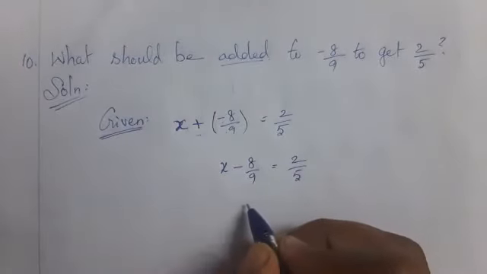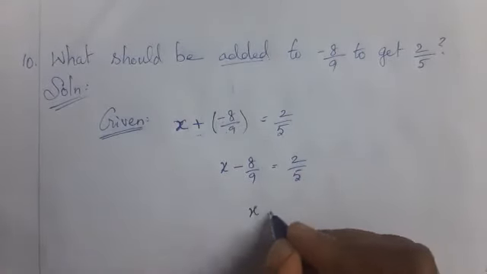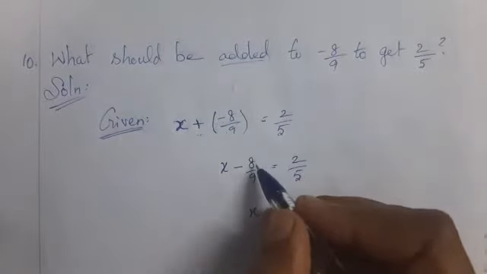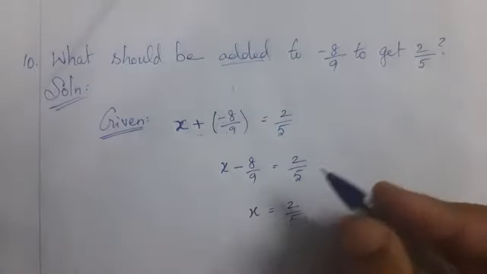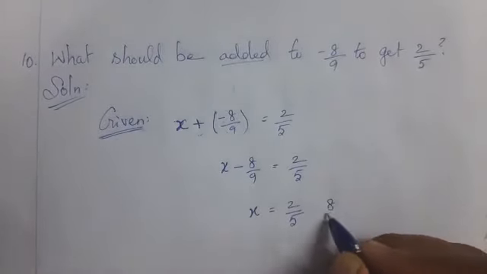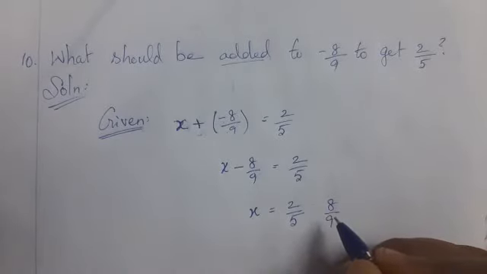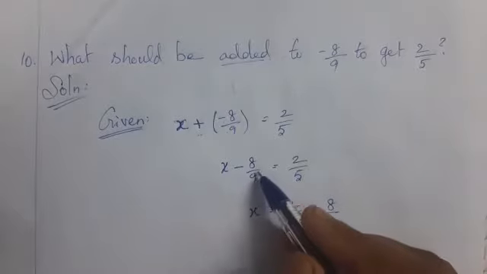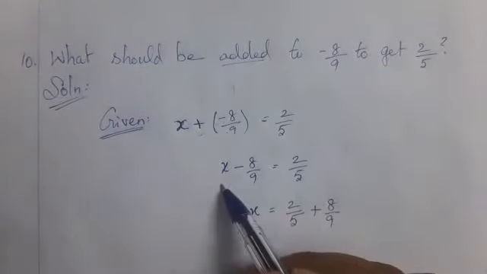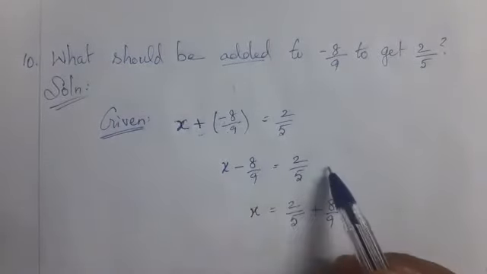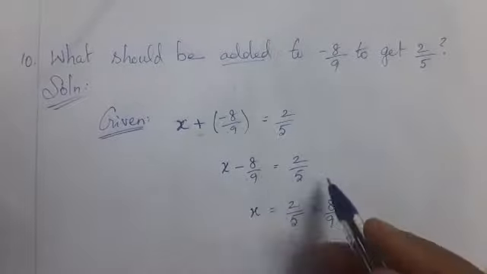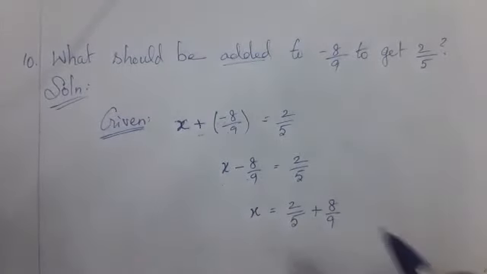Now see here, to find the value of x, keep the x on the left side. On the right side you already have 2 by 5. Change the minus 8 by 9 to the right side. If you change a term from left to right, you must change the sign also. Here minus 8 by 9 changed into plus 8 by 9. Once again, to find the value of x, you must move the remaining terms to the right side. Minus 8 by 9 changed into plus 8 by 9.